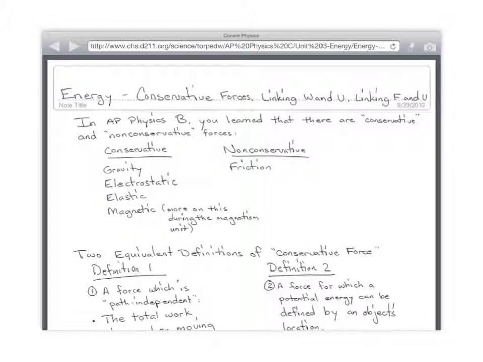Conservative forces, things like gravity, electrostatic. What's the only non-conservative force you see in the list there? Friction. Okay. All right. So, bearing in mind that no one has ever even heard of those descriptions before, let's take a field trip to the back of the room.